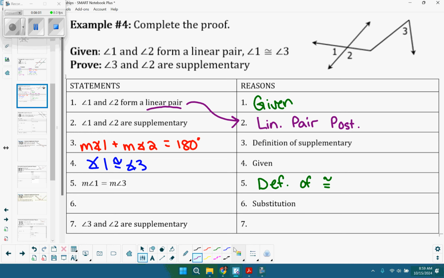And now they're telling us we're going to use substitution. So the only equation I've seen is in step 3, and I now know that angle 1 and angle 3 represent the same thing. So I can substitute angle 3 in for angle 1 to my equation. So that's going to make it the measure of angle 3 plus the measure of angle 2 equals 180 degrees. And now that I know that these two angles add to 180, I can call them supplementary by the definition of supplementary.